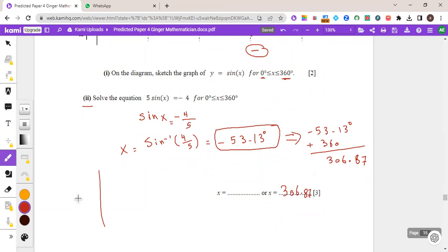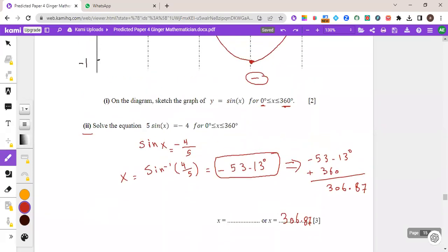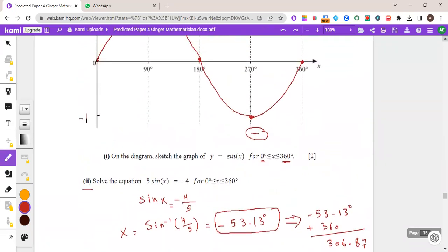So as you know here, sine is positive in the first quadrant, right? And also in the second. So 1 minute. So I have another way, a better way. See here, if you go to the graph, 306 is almost in a place here, right?